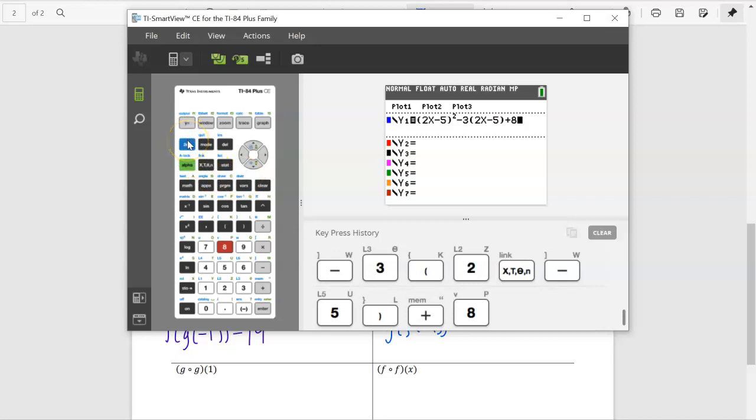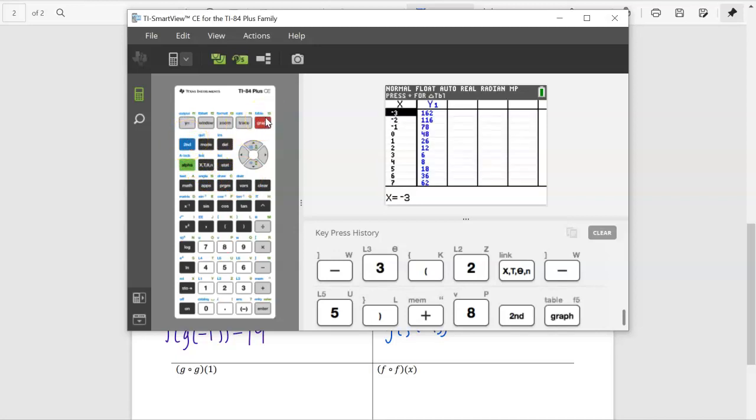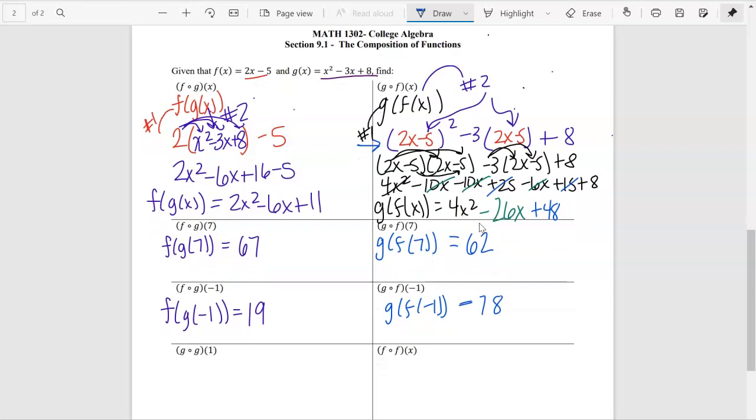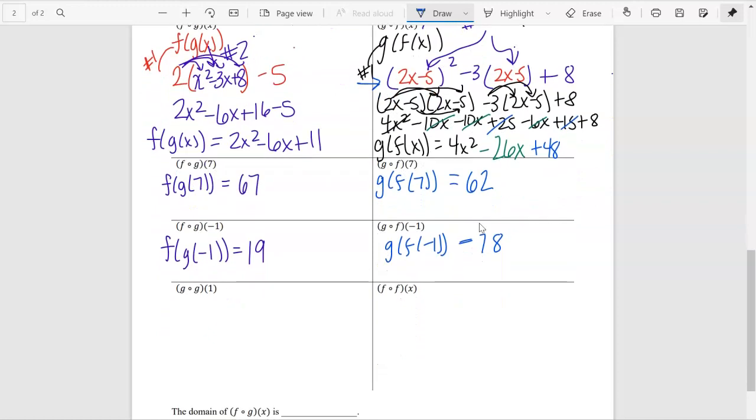We want to do second table. Now look at our table. Remember we were looking for -1. -1 looks like it's 78, and we're also looking for 7, which looks like it's 62. So 78 and 62. And if we did this the long way, we would be saying 4 times 7 squared minus 26 times 7 plus 48. We would get the answer. The answer should be 62.